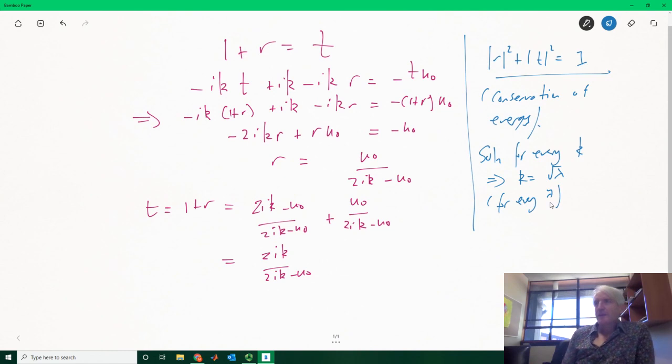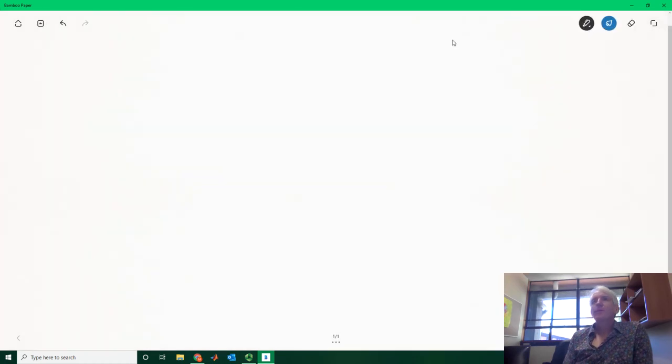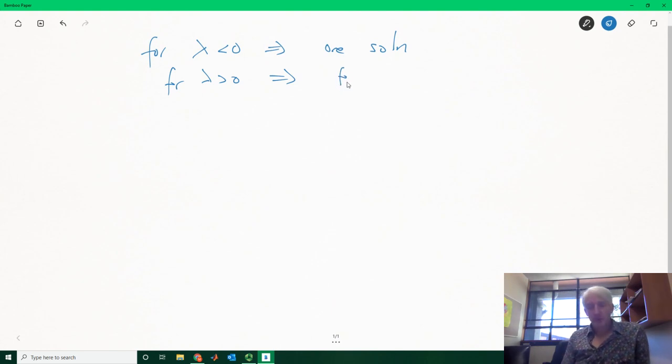Just to recap quickly, to make this really clear, let's clear this off. What we found is that for lambda less than 0, we have one solution. Now, sometimes you can get multiple solutions, but there's always a finite number in these problems. And for lambda greater than 0, we get a solution for all lambda. But they're quite different in character, okay?